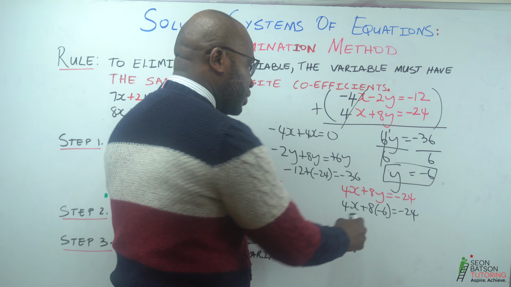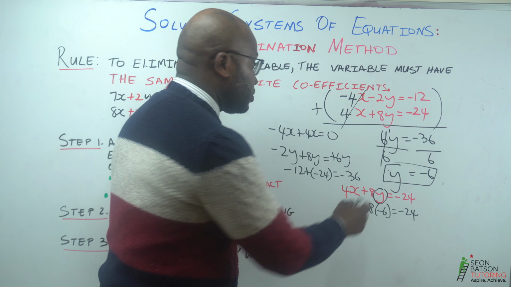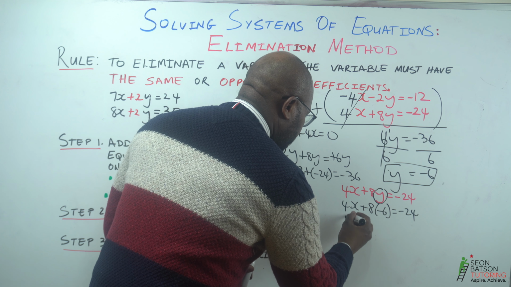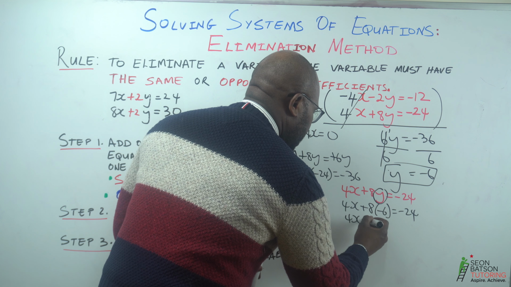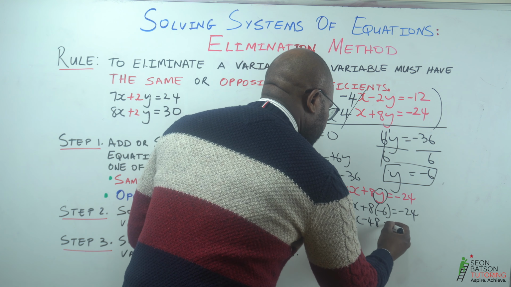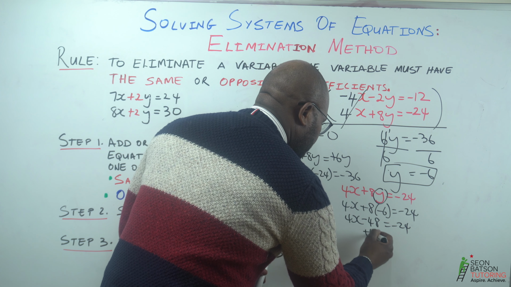Yes? So that's all we did right here. I replaced this y with negative 6, because y is negative 6. Now let's simplify. We have 4x plus 8 times negative 6, which is negative 48. Yes? That's equal to negative 24. Yes? Then I add 48 on both sides.